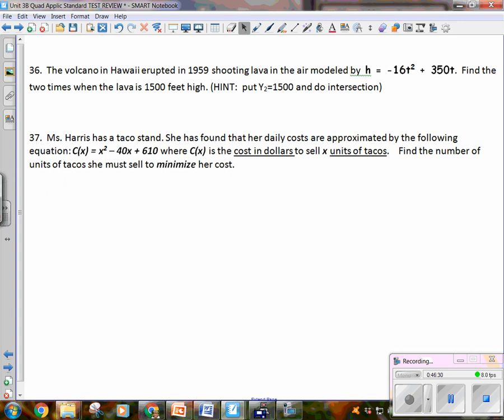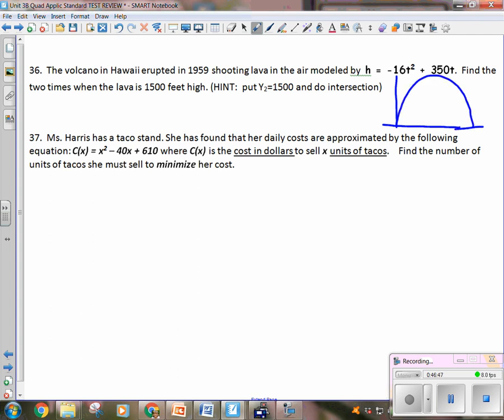A volcano erupted in 1959, shooting lava in the air, modeled by the equation. Find the 2 times when the lava is 1,500 feet high. I am imagining a volcano, and it shoots up in the air, okay? It shoots up in the air, and it comes back down. If we can imagine 1,500 feet high, this lava is going to climb. It's going to reach the 1,500 mark, then it's going to go high, then it's going to come back through the 1,500 mark 2 different times.